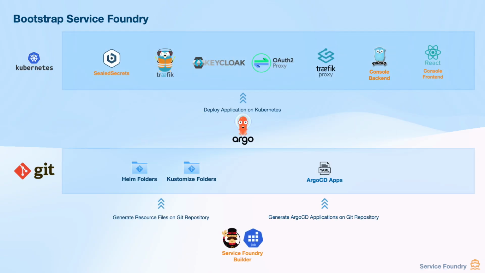In Bootstrap mode, Service Foundry installs everything with a single command. The builder creates all required files for Helm, Customize, and ArgoCD in your Git repository, and ArgoCD deploys them to Kubernetes. It sets up key components like sealed secrets, Traefik, Keycloak, OAuth2 proxy, and the Service Foundry console. With one command, your full GitOps environment is ready.